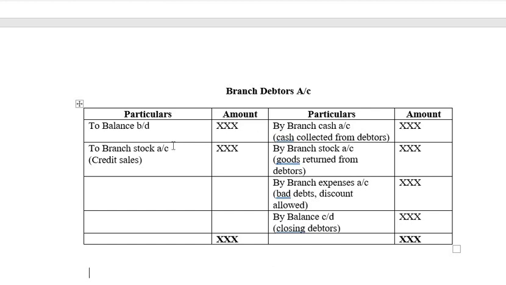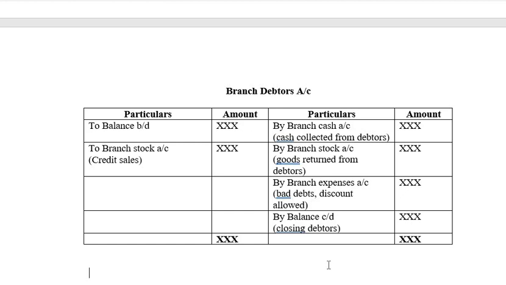So basically, when you prepare this debtors account, what do we get to know? We get to know the amount of credit sales, and the closing balance of debtors. We also get to know the amount to be received from the debtors and how much has been paid and so on.